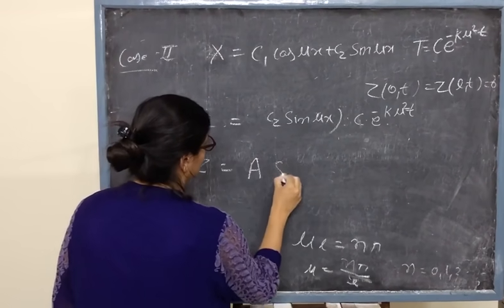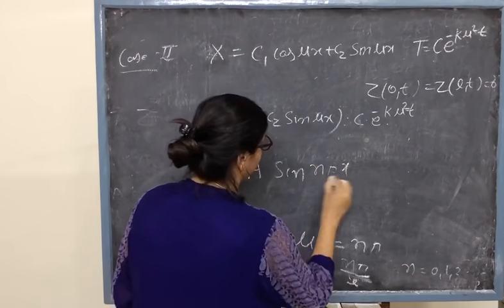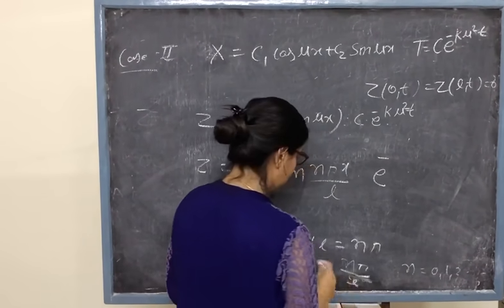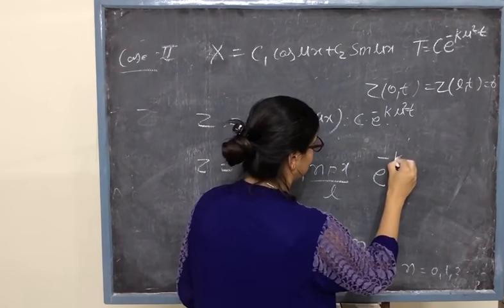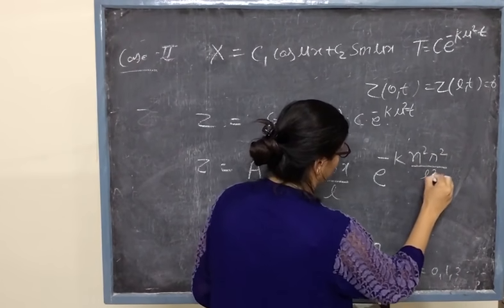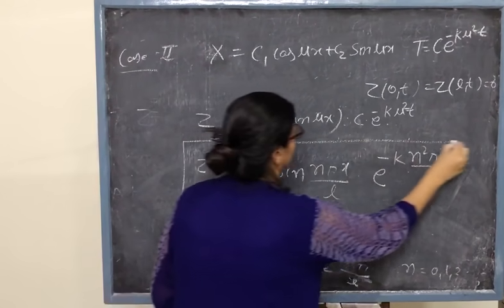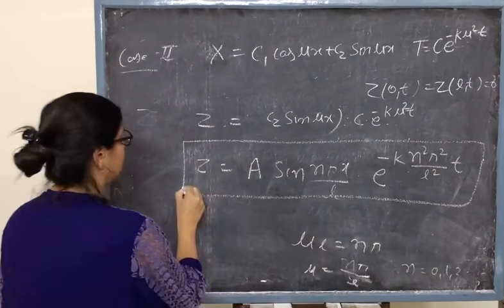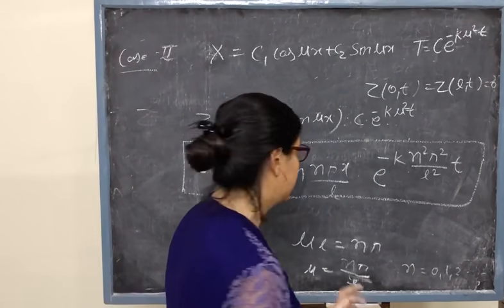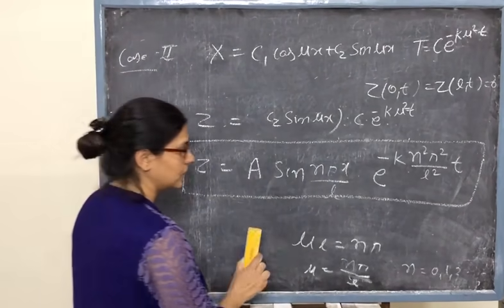a sin of n pi x over l, e raised to the power minus k n square pi square over l square t, which is our required solution of the heat equation with the boundary conditions applied. Clear how we have got the solution? It is clear.